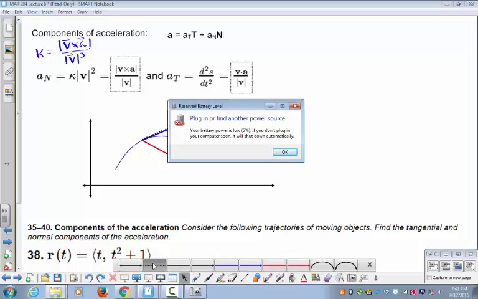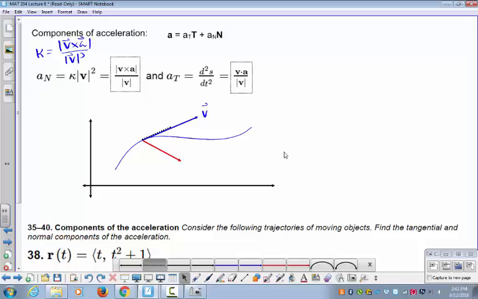What? Oh, that might have been that switch I flipped. Is that what happened? Maybe that's the power. Who knows?